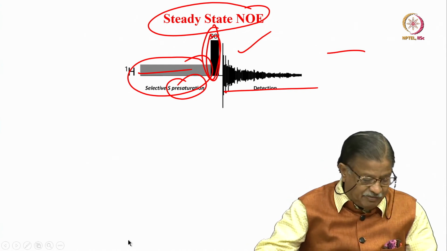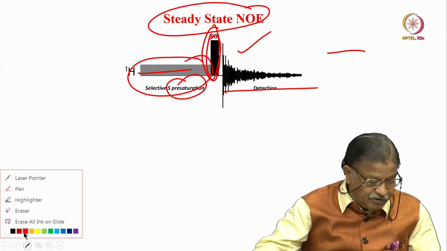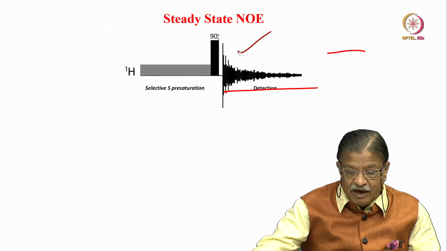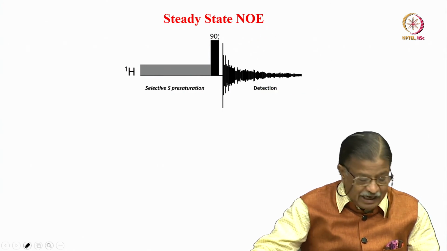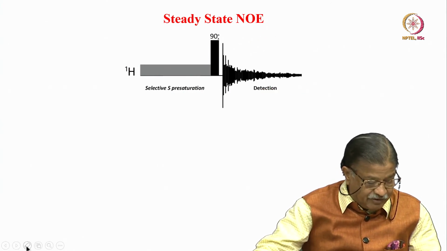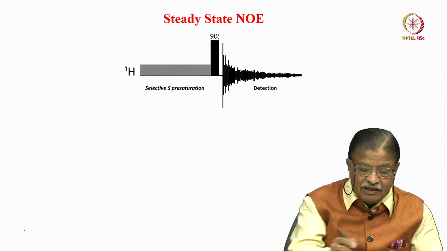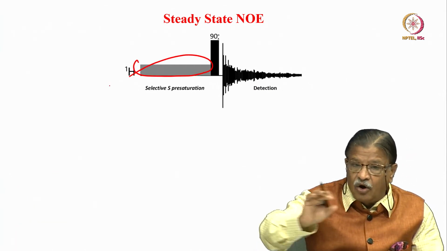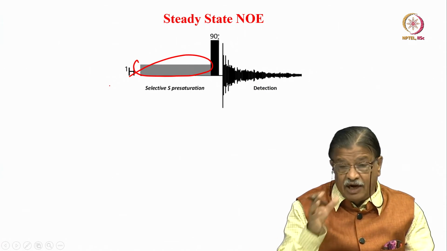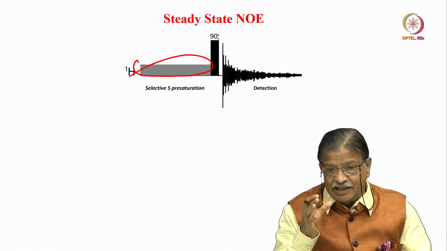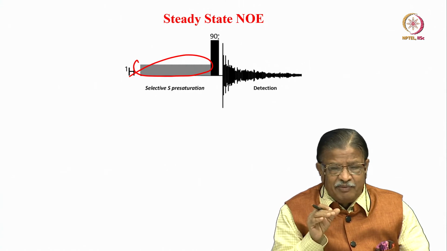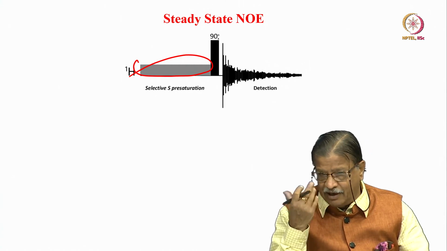The simple experiment we have to do here is simply to apply a low power RF and then apply a 90° pulse and start collecting the signal. The low power RF has to be applied for a long time. You should not apply high power RF, because then you will disturb the spin system and you will be completely doing a different experiment like decoupling, and you will not see NOE.